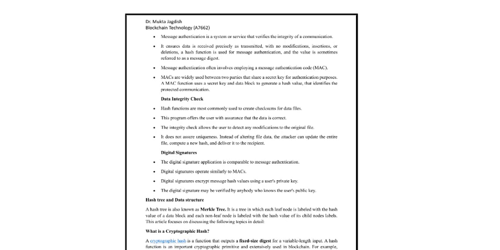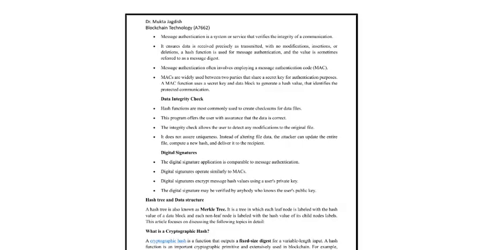is received as previously transmitted, with no modification, insertion or deletion. A hash function is used for message authentication, and the value is sometimes referred to as a message digest. Message authentication often involves employing a message authentication code, that is MAC. MACs are widely used between two parties that share a secret key for authentication purposes. A MAC function uses a secret key and a data block to generate a hash value that identifies the protected communication.